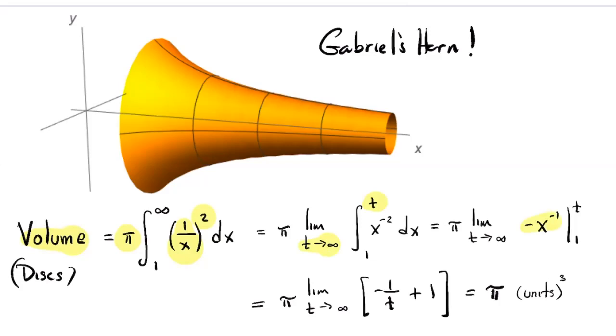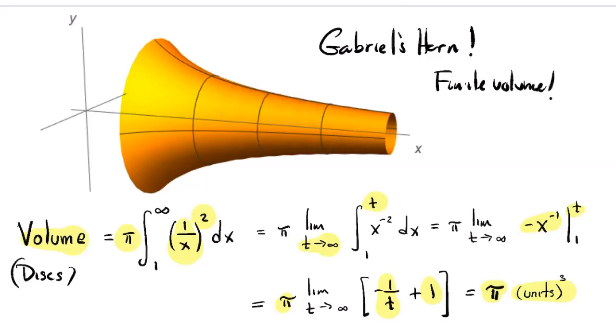Okay, take my antiderivative of x to the negative 2. It's negative x to the negative 1. I'm evaluating that from 1 to t, taking the limit. Put the pi out in front of the limit. Okay, so I have pi times this limit. Once you evaluate that thing, it's minus 1 over t minus a minus 1, or plus 1. So you just end up getting pi, and that would be whatever the distance units would be cubed. So the volume of Gabriel's horn is finite. It has a finite volume.